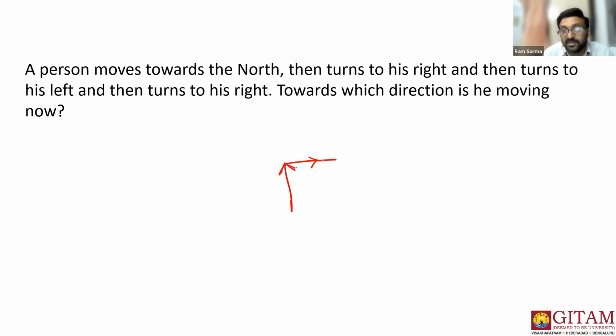A person is moving towards north, he turns to his right, then turns to his left. When a person is moving towards east, his left will be towards north again. Then turns to his right. Towards which direction is he moving now? So this direction is towards east. Now let's move on to the next question.